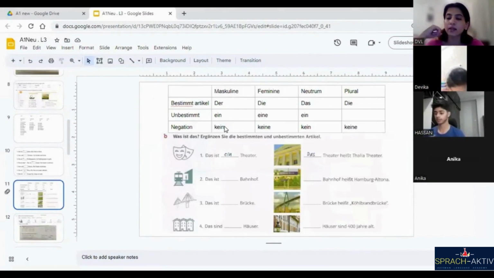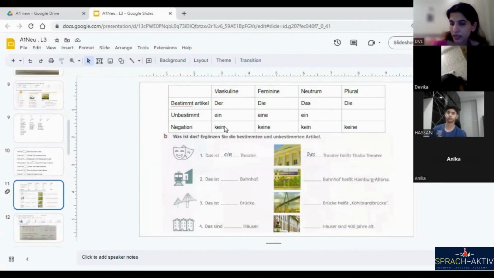Ein, kein, keine. So this kein, keine, we use it when we want to say "is not", right? When we want to negate a noun. If you ask me, is this eine Kirche? And if it is not a church, I'll say nein, das ist keine Kirche. Yeah? Now what did I say? Das ist keine Kirche. That means that is not a church. Okay? Any doubts till here? Der, die, das, ein, kein, keine? Anika, you did this at home, did you understand?